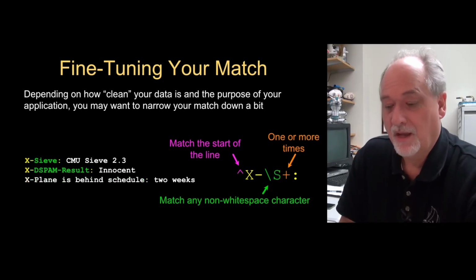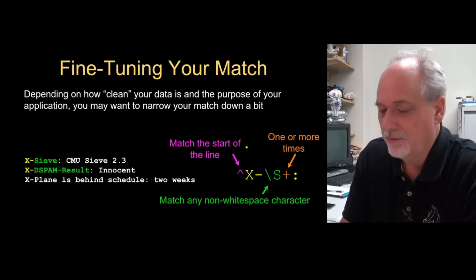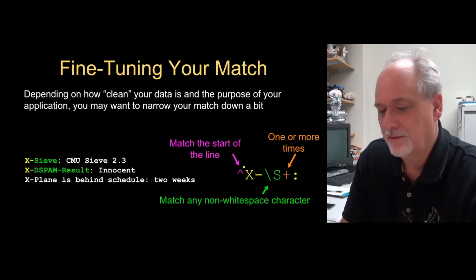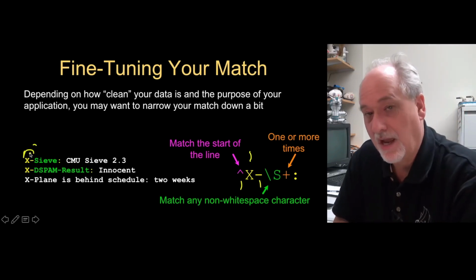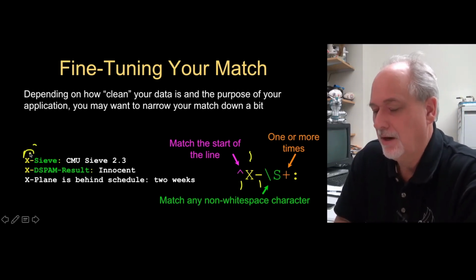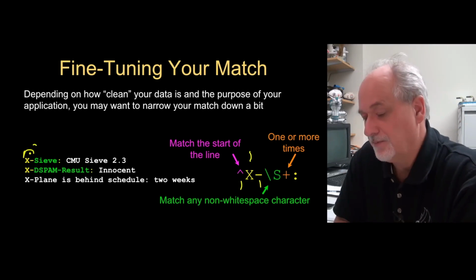So we can write code. So now what we're going to say is we want to match the beginning of the line, and we want a capital X, and we want a dash. So now we're going to match those first two characters, X dash, at the beginning of the line. Caret X dash says the first two characters of the line must be X dash.